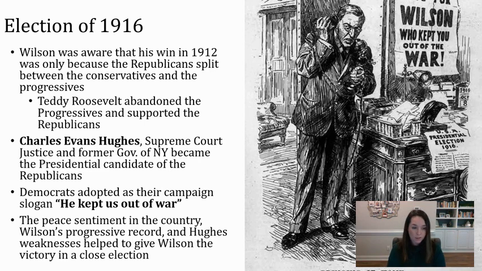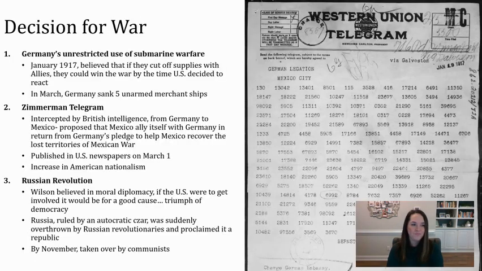What's ironic about all of this is that Wilson is going to be inaugurated in March of 1917, and then our entry into the war is just a few short months away. So why did we go to war in 1917?